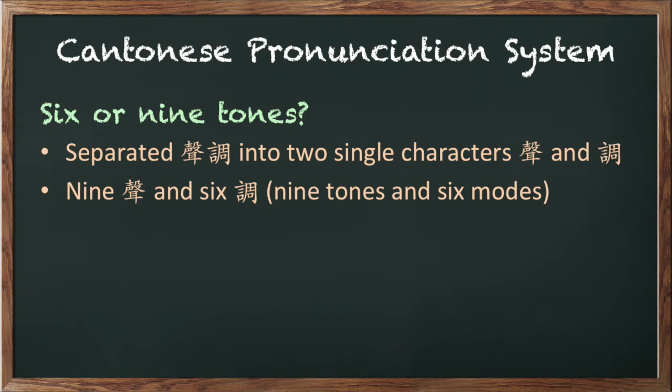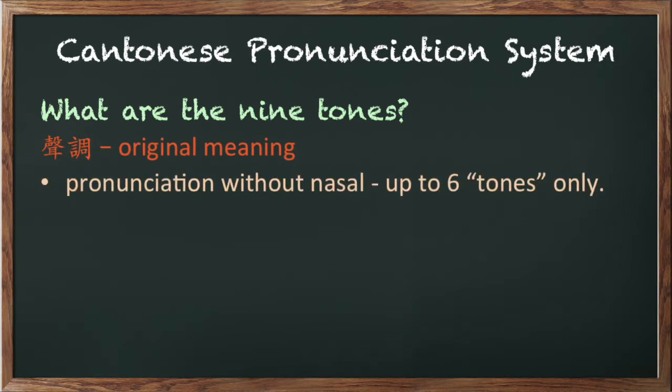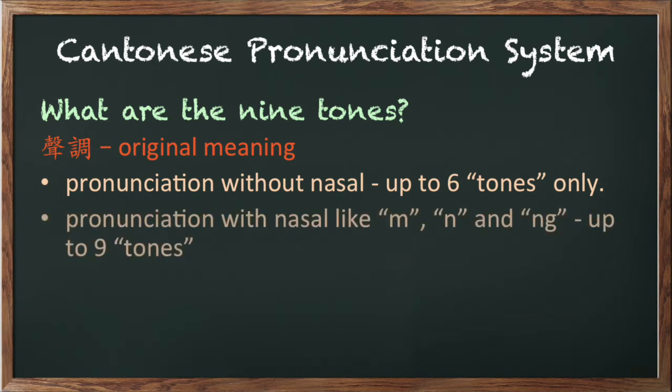In order to understand the tone system, I read a lot of information on the web, and I think it is better to treat 聲調 as a single concept. As said, the word tone does not 100% represent the meaning of 聲調 due to different cultural considerations. Therefore, we have to know the original idea of 聲調: a pronunciation without a nasal ending like si can have up to 6 tones only. A pronunciation with a nasal ending like m, n and ng can have up to 9 tones. But be reminded that not all 9 tones have corresponding characters.